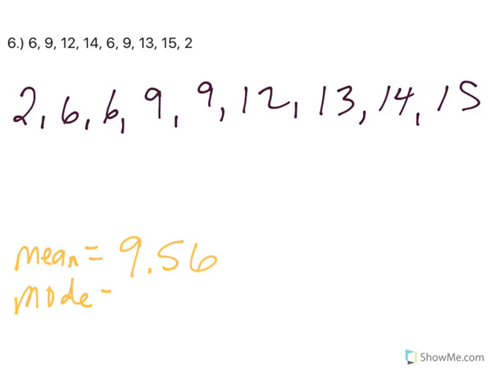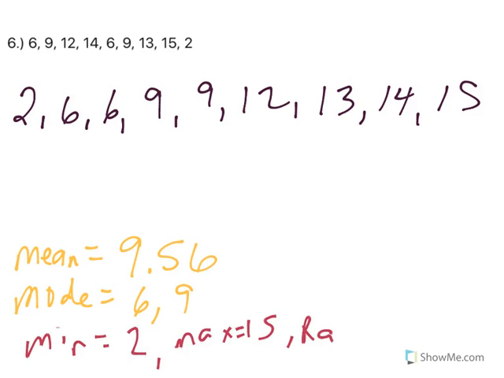The mode, what number appears most often? Well, 6 is there twice, 9 is there twice. There are 2, so we call that bimodal. The minimum, my smallest number is 2. My biggest number is 15, and the difference between those, which is the range, 15 minus 2, is 13.